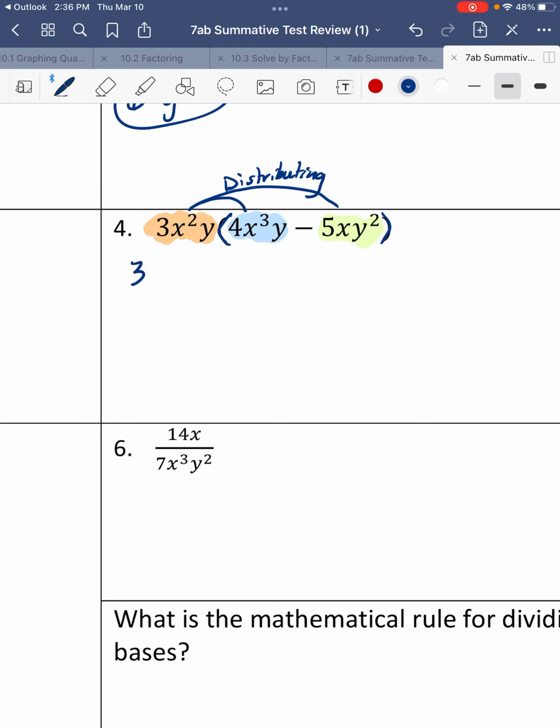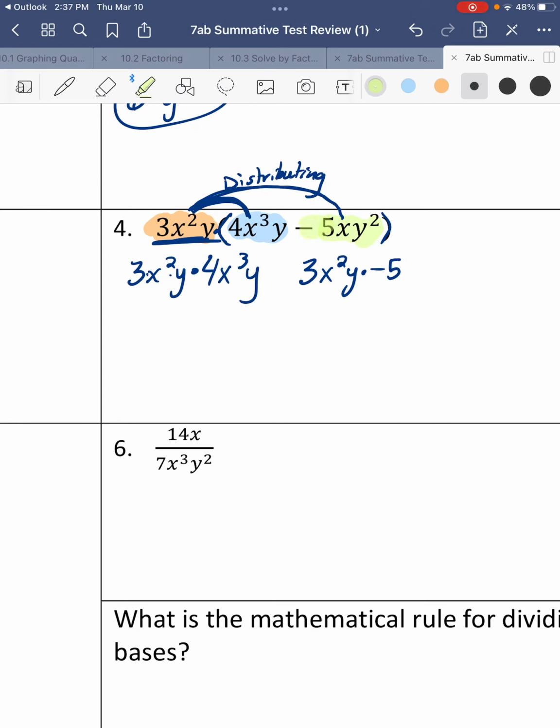So we have 3x squared y. That means 3 times x squared times y. And we're multiplying times 4x to the third y. That's what we multiply, the first 2 here. Multiply those 2 terms together. And when we do this, then we have to multiply the next 2 terms. So the 3x squared y needs to also get multiplied times negative 5.